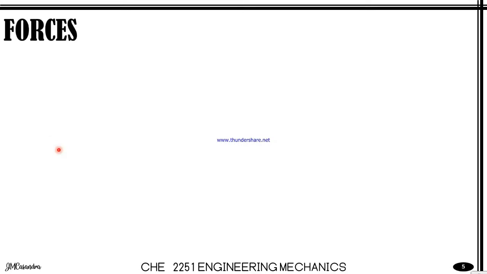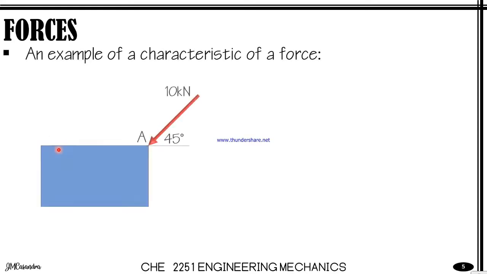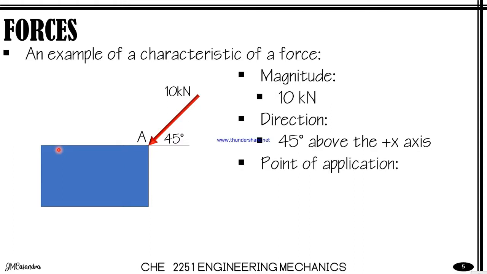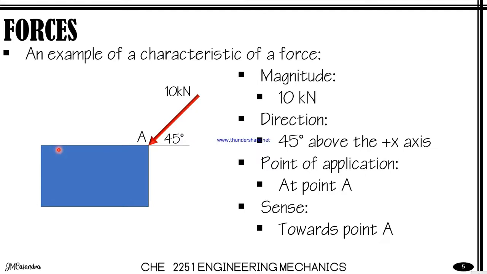So to understand the characteristics of a force, let's say we have here a body at which we have a 10 kilonewton force acting at point A, which is oriented 45 degrees above the horizontal. So we can define the force in terms of its magnitude, which is 10 kilonewtons, and its direction, which is 45 degrees above the x-axis. Its point of application is at point A, and its sense or line of action is towards point A.